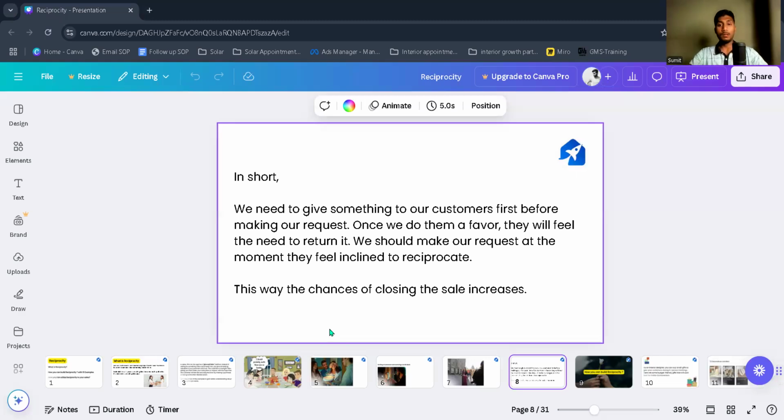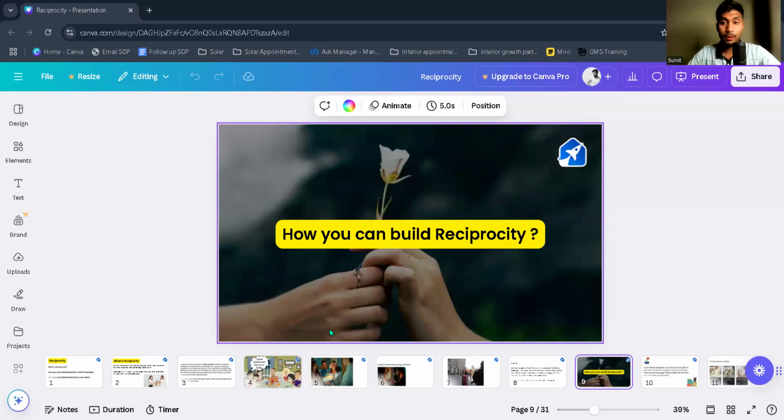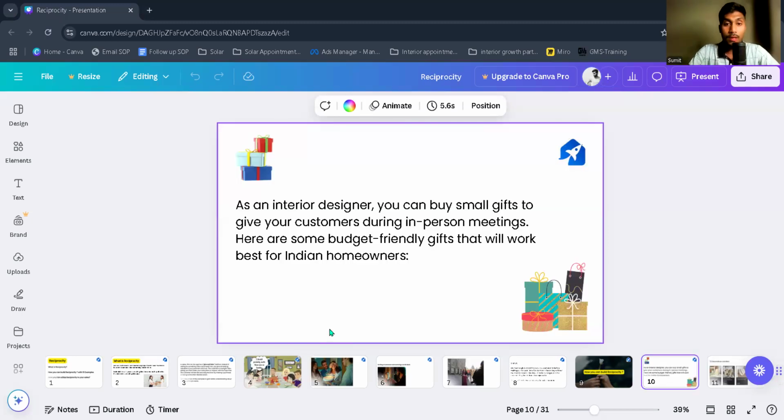Okay, so the second subtopic that we are going to discuss is how you can build reciprocity. This is the biggest thing. Okay, so as an interior designer, you can buy small gifts to give your customer during in-person meetings. Here are some budget-friendly gifts that will work best for Indian homeowners.